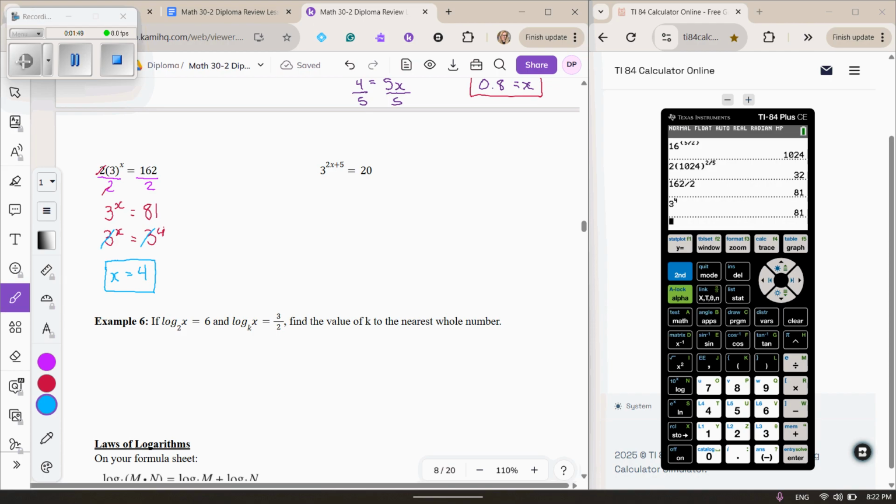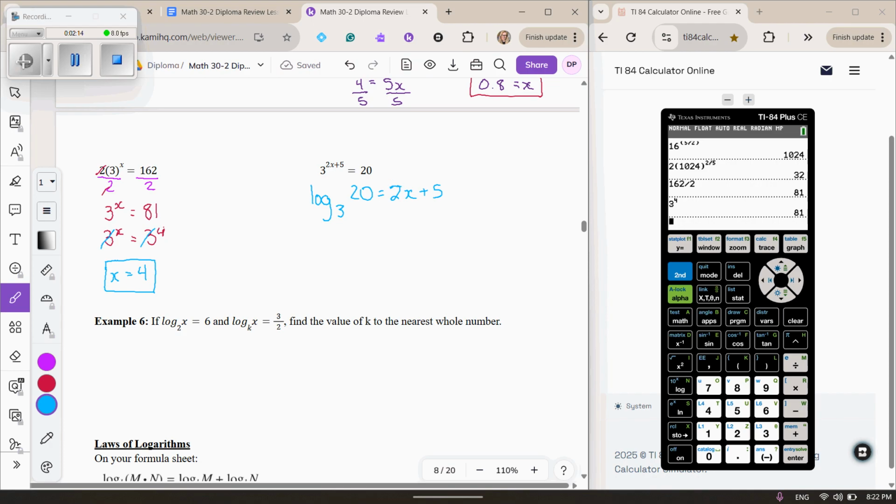Okay, the second one, check to make sure that you have the base by itself, which I do. In this example, I cannot find a common base with 20 and 3, so that means I'm going to go ahead and convert it to logarithmic form. So log base 3 of 20 equals 2x plus 5.